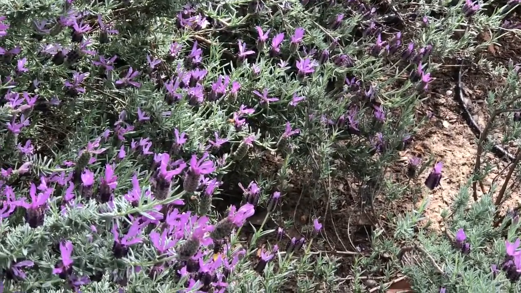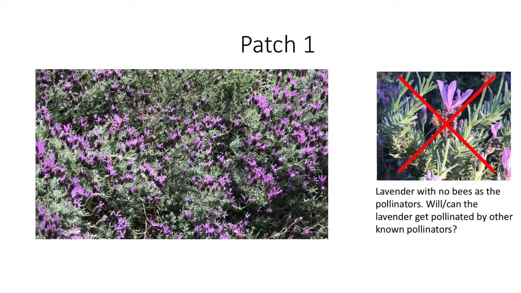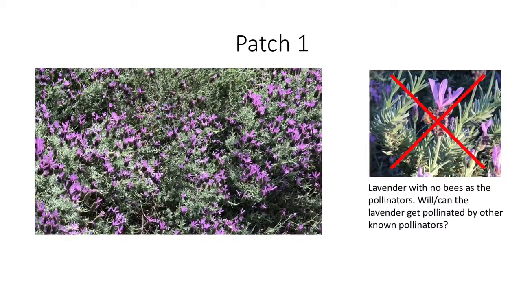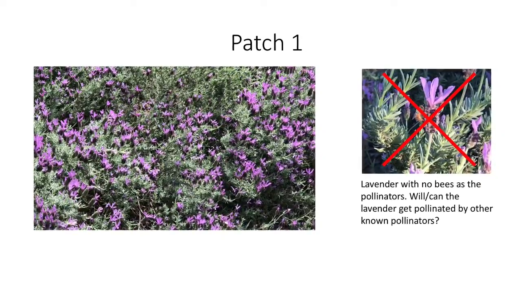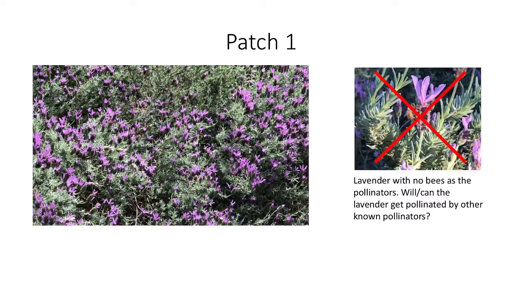To test our hypothesis, two conditions will be set up and one control. In our first patch, we're going to place lavender away from the presence of bees, so this will only allow other possible pollinators to interact with the lavender. This will test if the lavender is solely reliant on the bees for pollination.